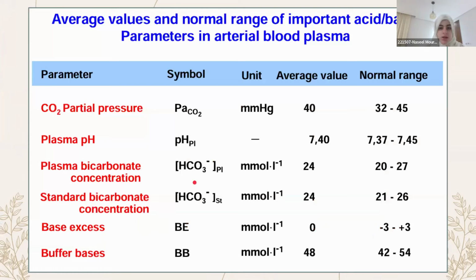Now, this is just a table showing you the normal values. You don't have to memorize the ranges. The only things you would have to memorize are the average values of everything. So partial CO2 pressure is 40, we know that. pH is 7.4, however know that the normal range is 7.35 to 7.45. For bicarbonates, you have 24, and base excess is usually 0, but the range is -3 to +3, and your buffer bases should be about 48.